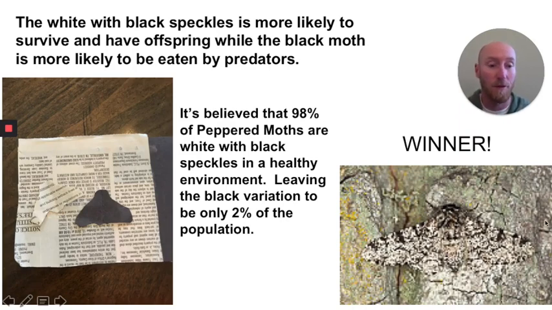If we look over here, here is an actual picture of a peppered moth, and it's on a healthy lichen covered tree, very well camouflaged. So about 98% of the peppered moths are going to be white with black variation, and only about 2% are actually going to be the black variation of the moth. Now this is under normal, healthy circumstances.